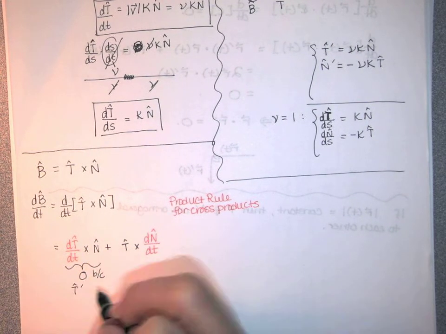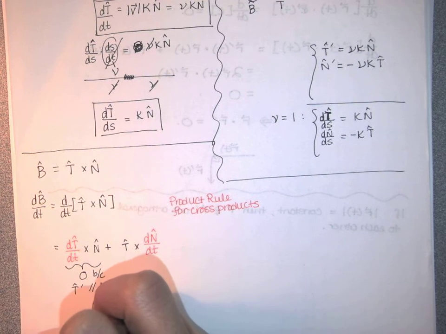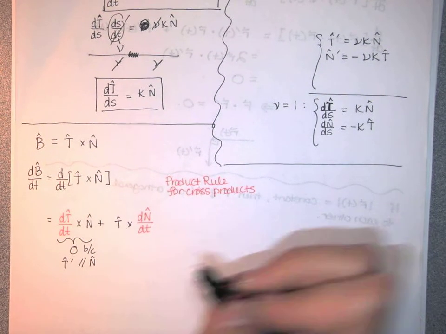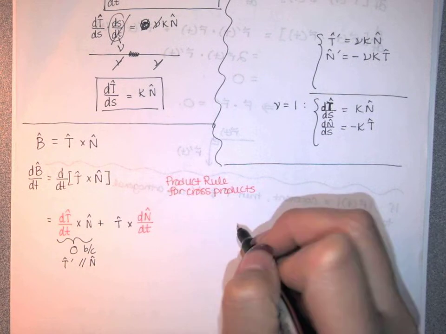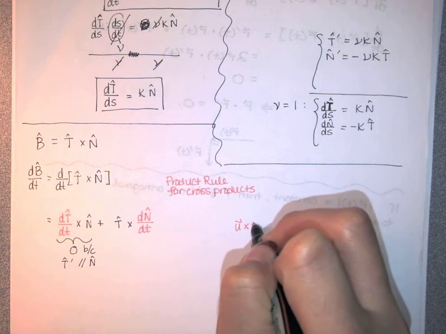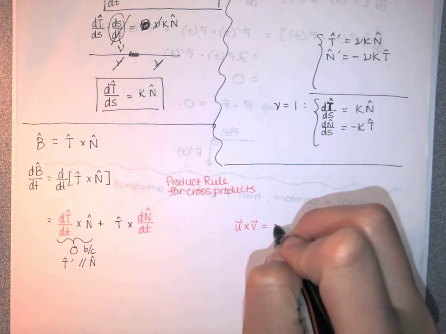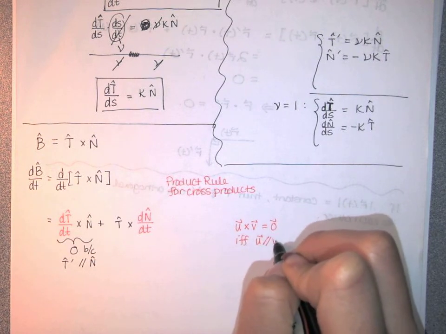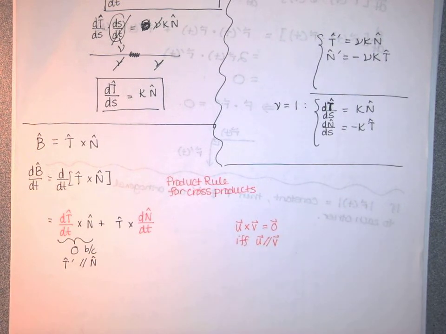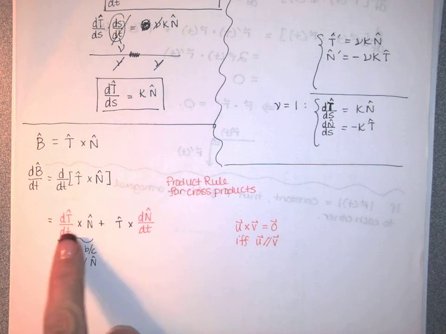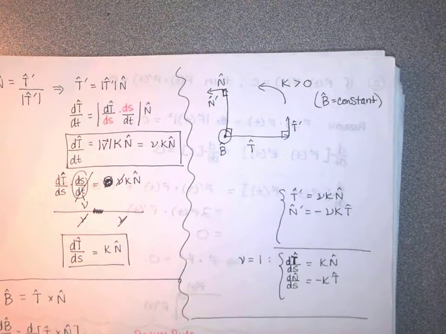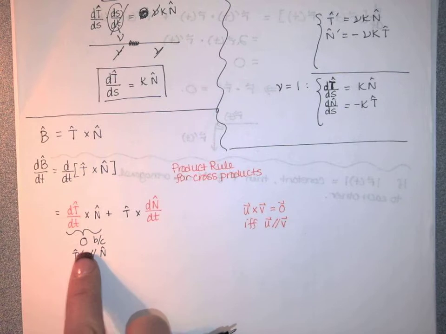And this is because t hat prime is parallel to n hat. And that's just using a property of cross product. Just remember, it's been a little while since we talked about that. This is the 0 vector if and only if u and v are parallel to each other. So if these guys are parallel, and they always are, this is parallel to this, then we get 0 right here.